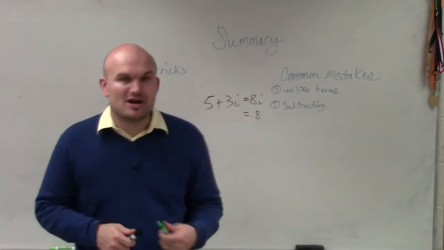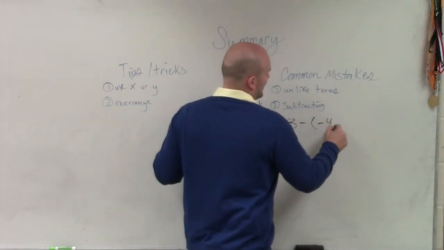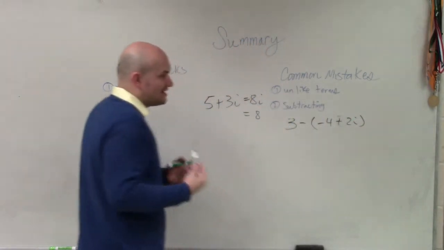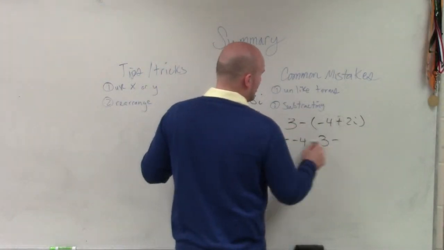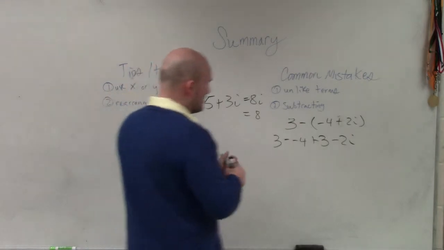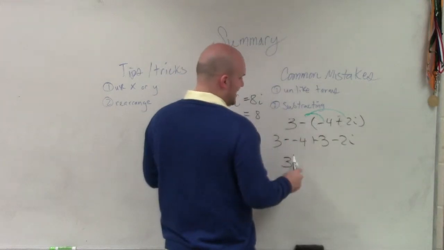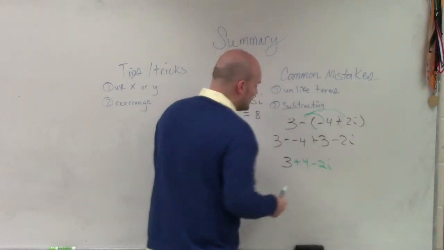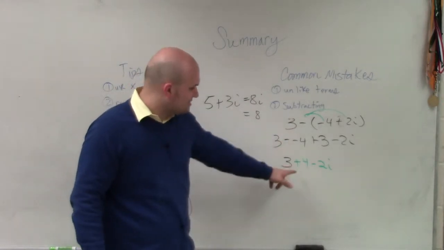The next thing is subtracting. I think subtracting gets a lot of students, especially when they have negatives. Remember, when subtracting, you could say it out loud: 3 minus a negative 4, and then 3 minus 2i. But a lot of times it gets students confused. So what I recommend is applying the distributive property. Therefore, you have 3 minus a negative, which would be plus 4, and then minus negative 2i. Make sure you combine your terms: 3 minus a negative 4 is the same thing as adding 4.